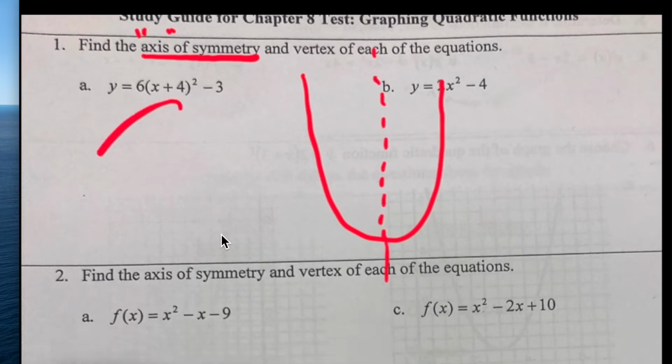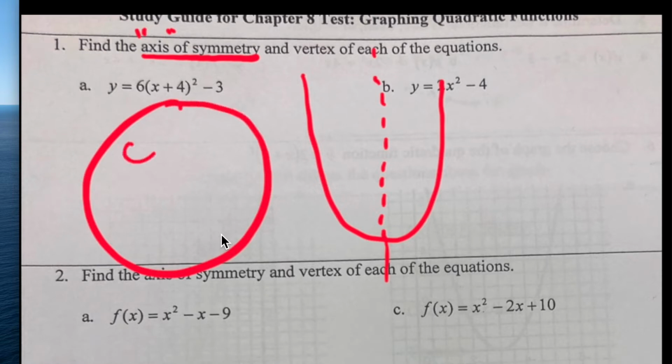It's similar to someone's face. The axis of symmetry of someone's face would be right down the middle because the face is the same on this side of the line as it is on that. That is the same with a parabola.